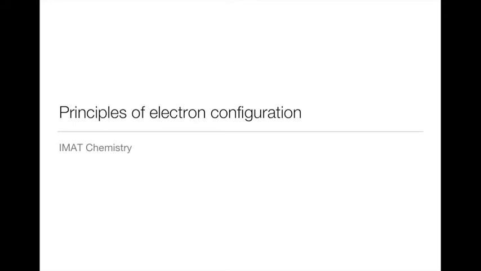So, in the last video, we described the places where electrons could be in an atom. That is, we talked about orbitals, and we used four numbers in order to describe the orbitals. Now, in this video, we're going to see how we place electrons in the orbitals.